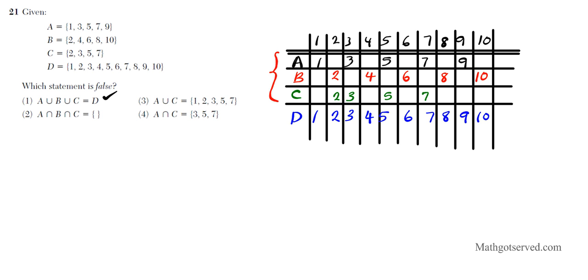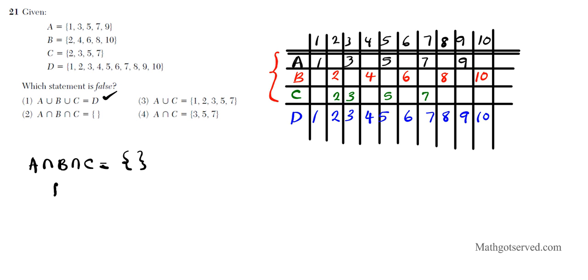Let's look at statement 2 and see if it's true or false. Statement 2 says A intersect B intersect C equals the empty set or the null set. Is that true? Intersection basically means that an element must be in all three of the sets in order for it to be included in the intersection, okay?